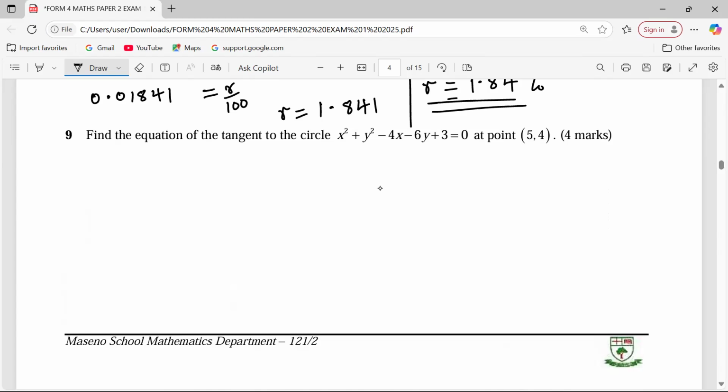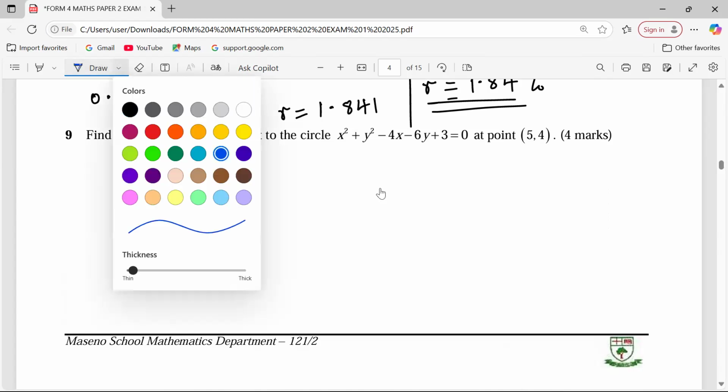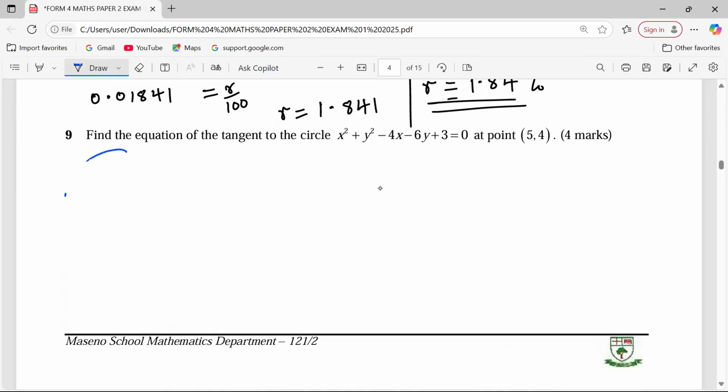Let me give a simple illustration of what we are talking about. Check here, ladies and gentlemen. With a circle like this, and this is a center, radius, and tangent. This one is tangent. Radius and tangent are usually perpendicular, right?